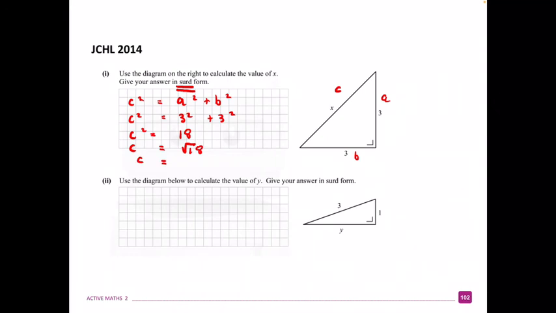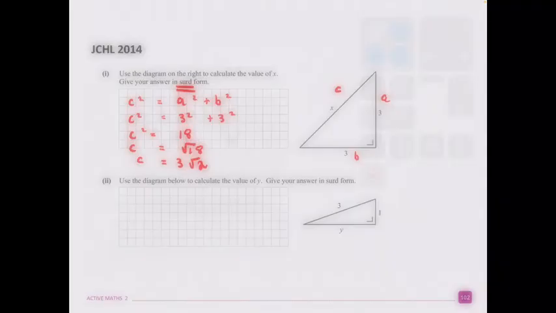C is written in surd form. However, we can simplify this by placing into our calculator the square root of 18. This gives us 3 root 2. Our answer is in surd form. We have solved it correctly. Please pause this video and take down the example question. Please try part 2.